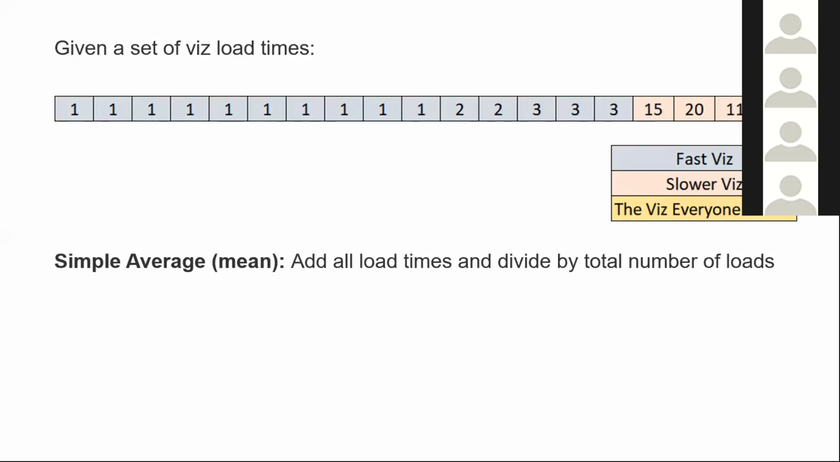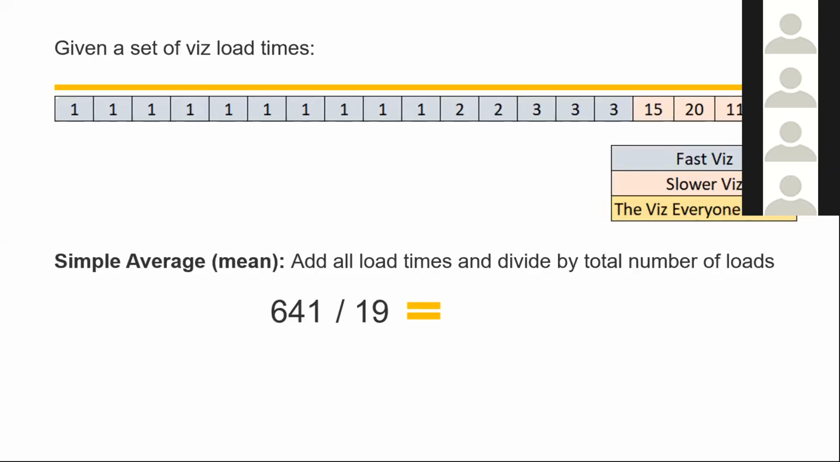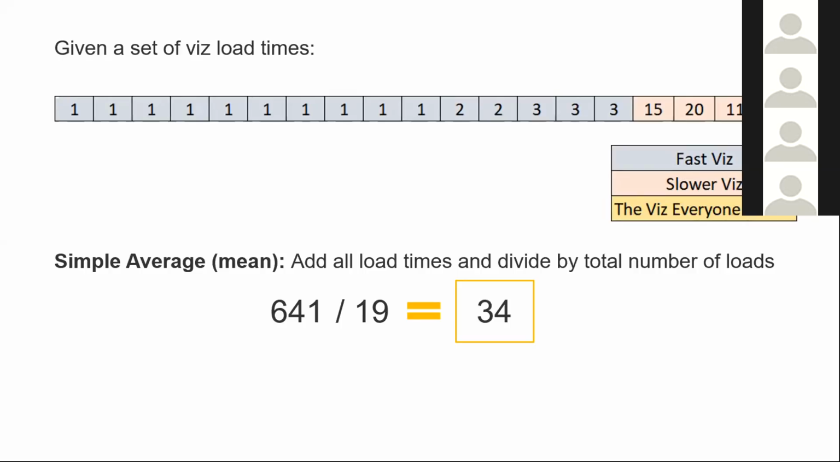We could take a simple average of everything, which means we add all the load times and divide by the total number of loads. Adding all those together, we get 641. The total number is 19 viz loads, so it's 641 divided by 19. So our average viz load time for all of the server in that time period is 34 seconds.